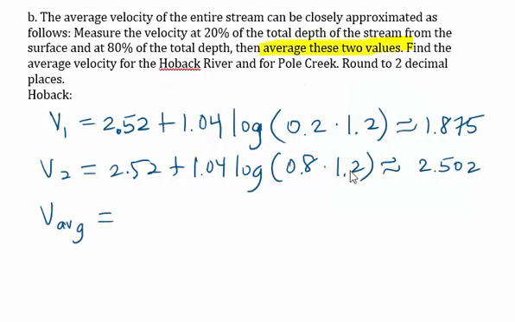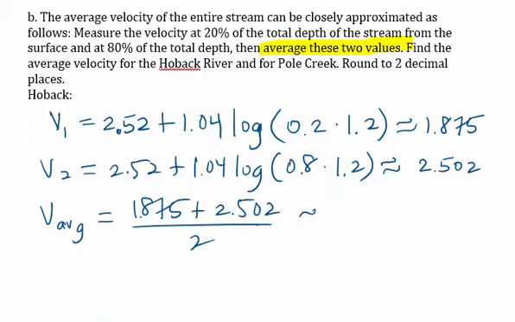Okay, so find the average of these values. We have 1.875 plus 2.502 divided by 2, which is about 2.19 feet per second.